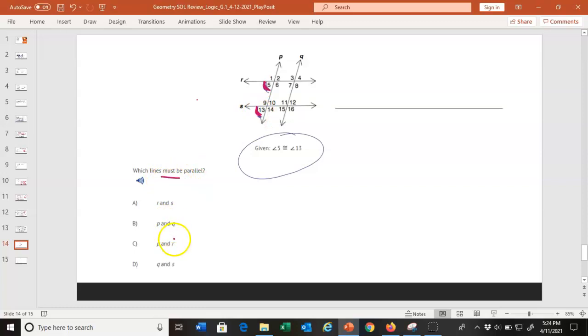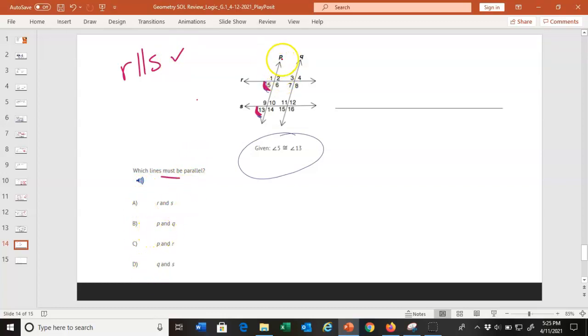So again, we're just going to run through the answer choices. R and S. If you look at R and S, those two angles live on those lines and they're congruent, and they're supposed to be congruent, right? These are corresponding angles, 5 and 13. So yes, R is parallel to S. Let's check the other ones before we choose A. It's always a good idea.